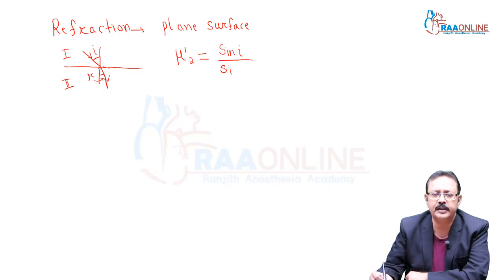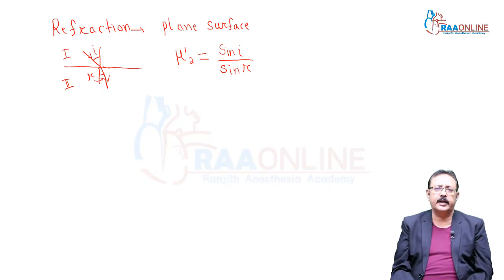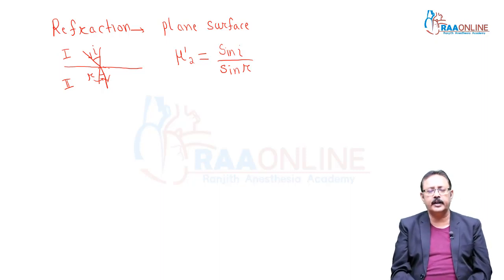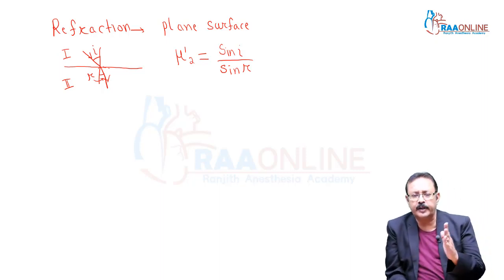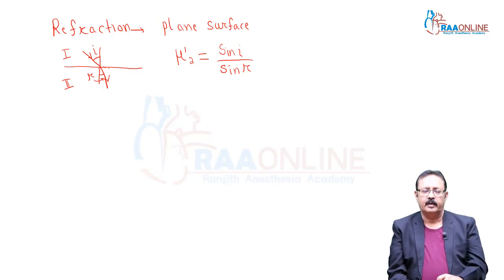It means if you increase the value of I, the value of R will increase. If you decrease the value of I, the value of R will decrease. But the ratio of sine of angles will remain the same. It is the definition of refractive index also.